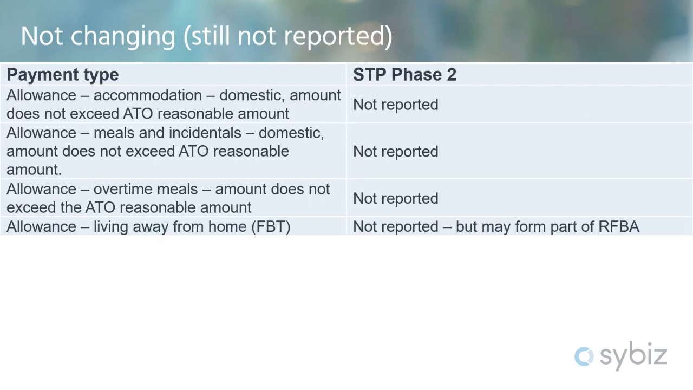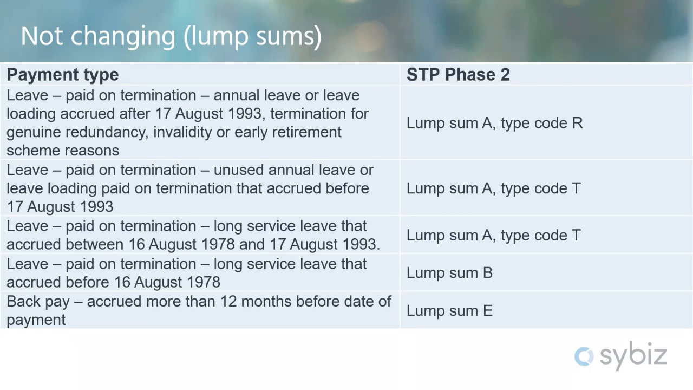So there's a whole heap that aren't changing as well. So some of the allowances that people have started reporting that they don't need to. So the allowance for the travel or domestic travel, etc., that doesn't exceed the ATO reasonable amount. People don't need to report that. It wasn't reportable previously under PSAR or STP1. Obviously, the excess needs to be reported as it was previously, and so on and so forth. And from a lump sum point of view, the treatment has been relatively consistent between the different reporting methods, and that's carried forward into STP2 as well.